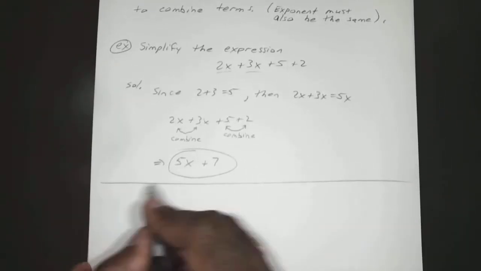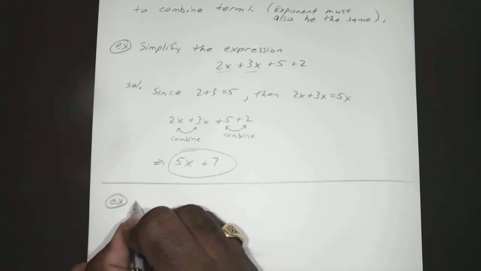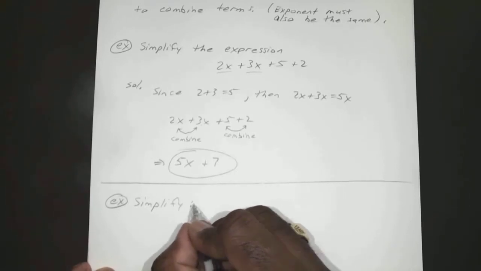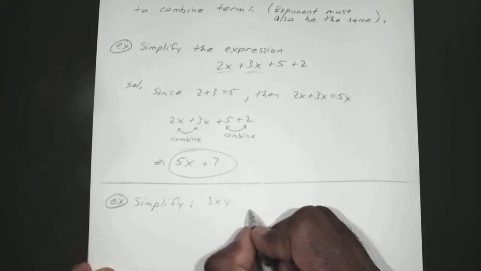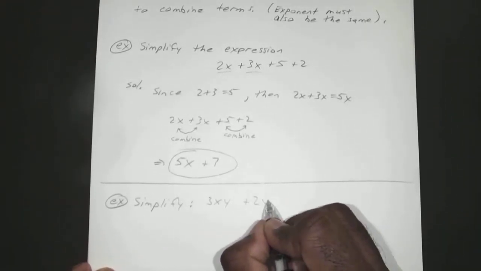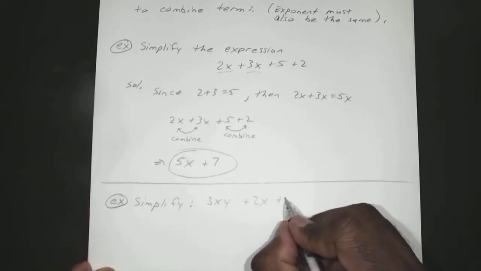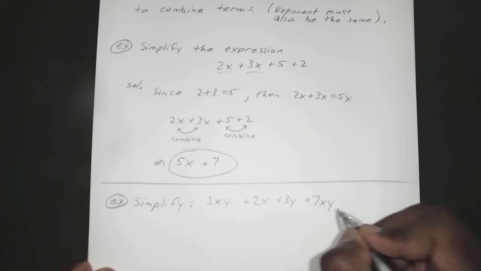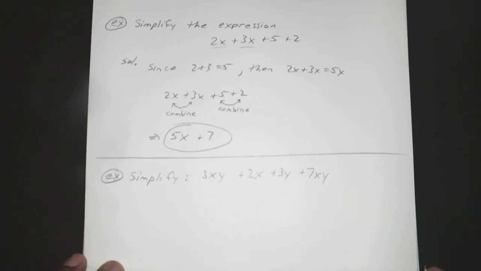Let's say if we have the example that we wanted to simplify. Let's say 3xy plus 2x plus 3y plus 7xy.